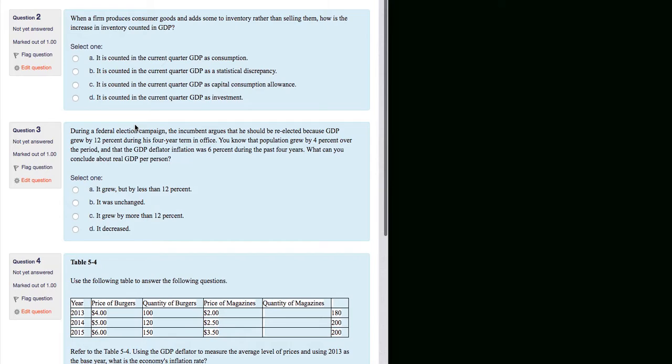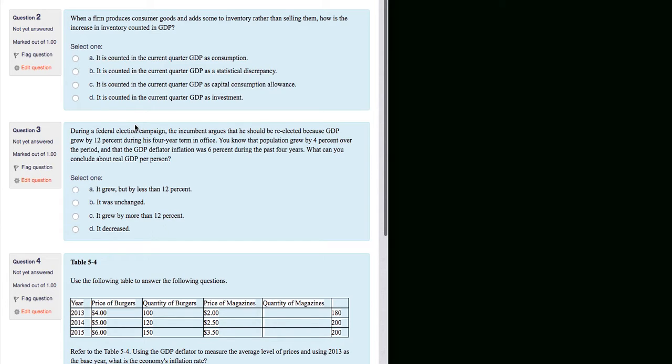When a firm produces consumer goods and adds some to inventory rather than selling them, how is the increase in inventory counted in GDP? So this has been discussed in GDP calculation, but it's a point I want to make sure is clear. GDP calculates the value of all goods and services produced in a country in a given year. So if you're producing a good, but you're not necessarily selling it, it still needs to be counted in that year.